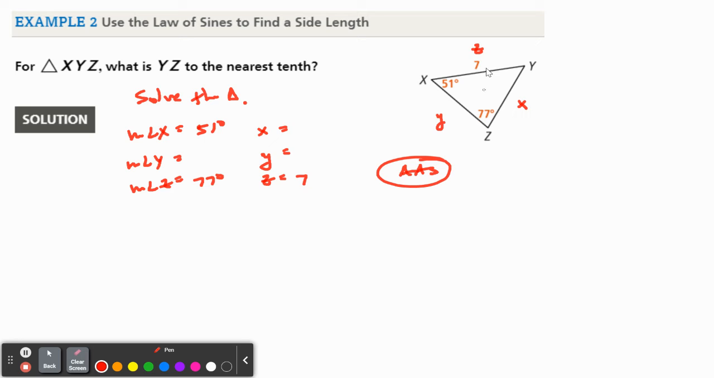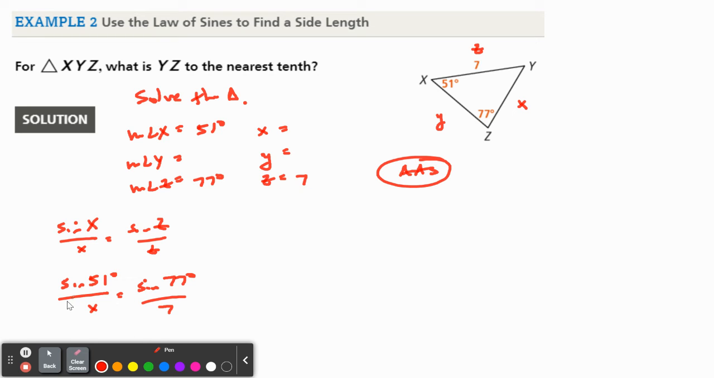Now, because you know Z and z, you can go ahead and start by finding x. I could also find angle Y right now if I want to, but I'll just start by finding x because I'm able to. So we're going to do the sine of X over lowercase x, because that's what I want, is sine of Z over lowercase z. I know X is 51 degrees. I don't know lowercase x. I know angle Z is 77 degrees and side Z is 7. So you need to cross multiply and divide, okay?